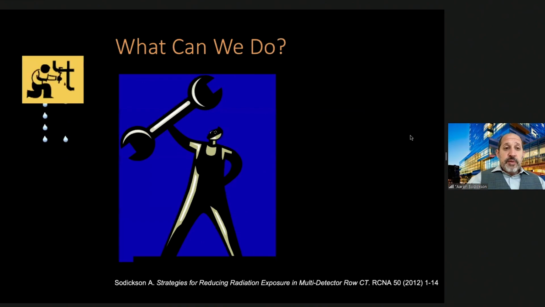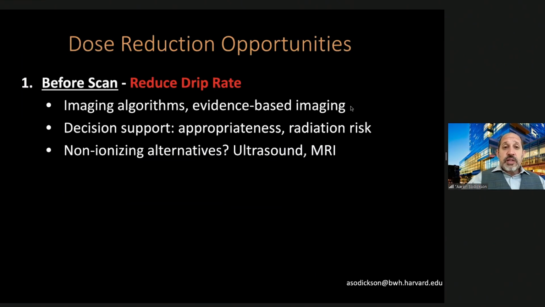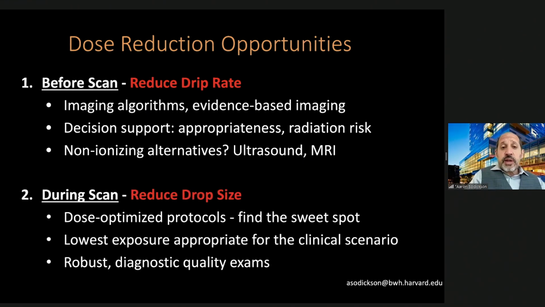So we talked briefly about what we can do. We can work to reduce drip rate, or we can work to reduce drop size. And yesterday I tried to focus mostly on this: what can we do before the scan to reduce drip rate, to control utilization with a variety of interventions? Today I want to focus on during the scan, what can we do to reduce drop size, to dose optimize our protocols, to find the sweet spot between the lowest rate exposure that's appropriate for the clinical scenario, while still providing us with a robust and diagnostic quality exam.